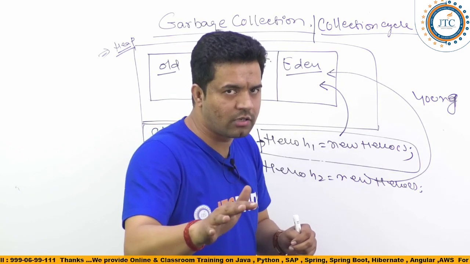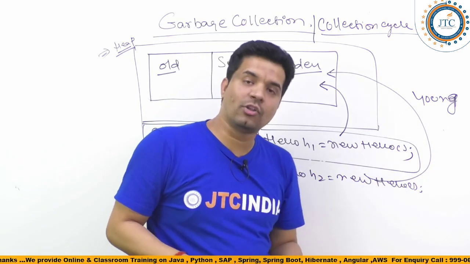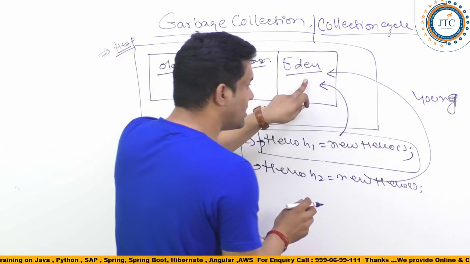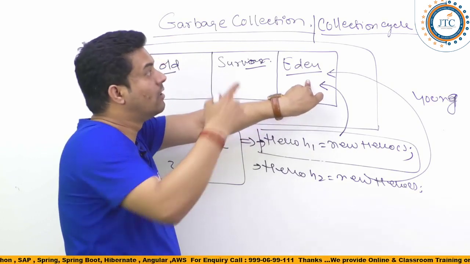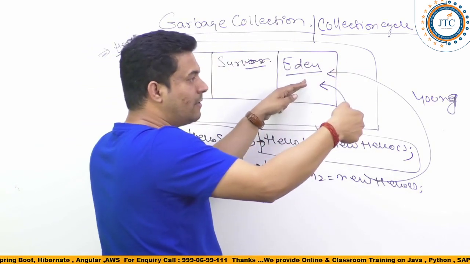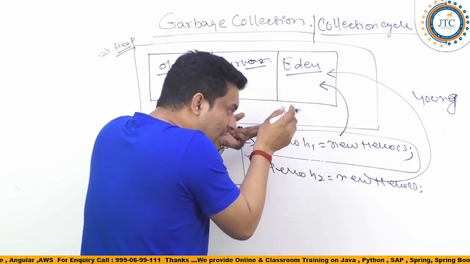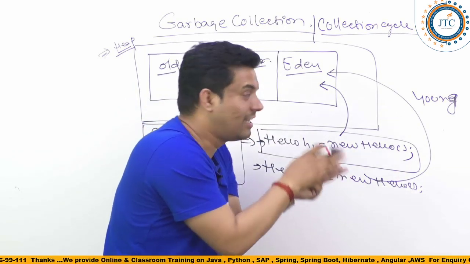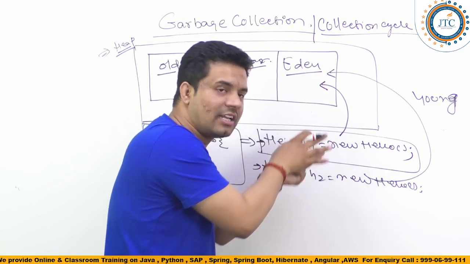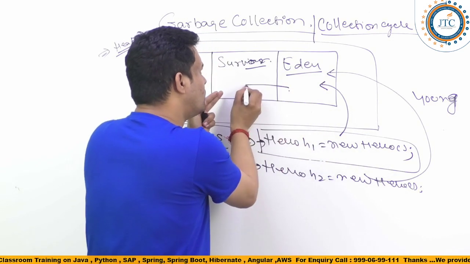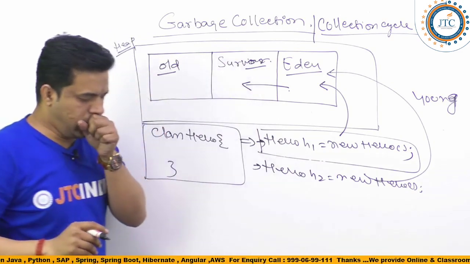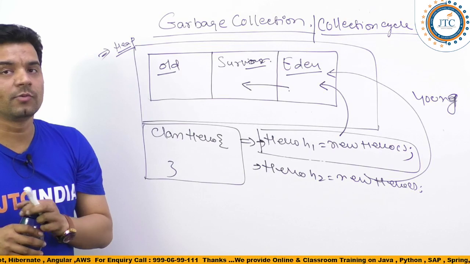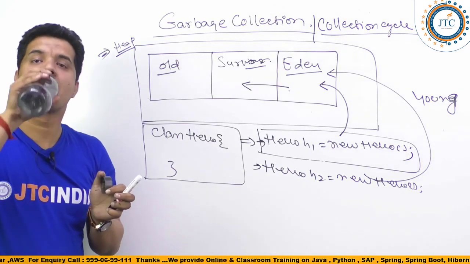Whether you are doing it or not, you also have the option that you can do it explicitly. Right. Now, it is there in the Eden. When one collection cycle is completed and the object still has not been claimed by the garbage collector, then these objects will move to the survivor.